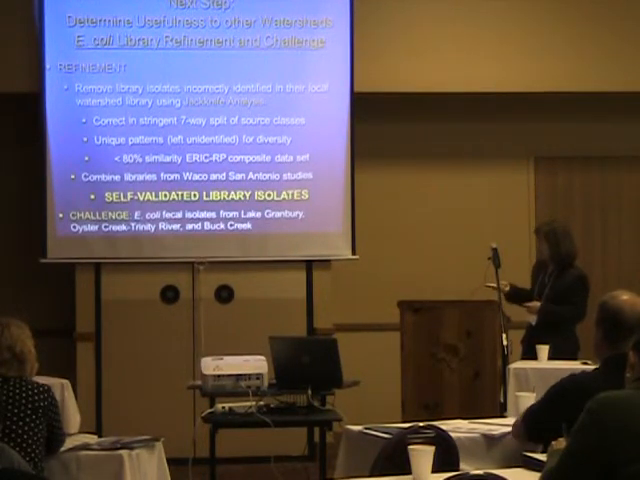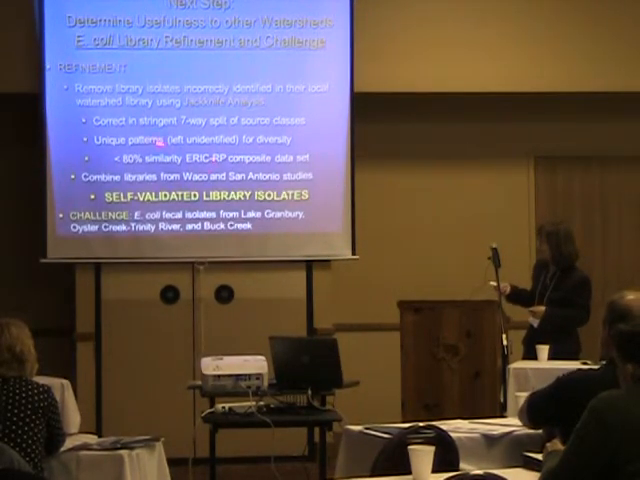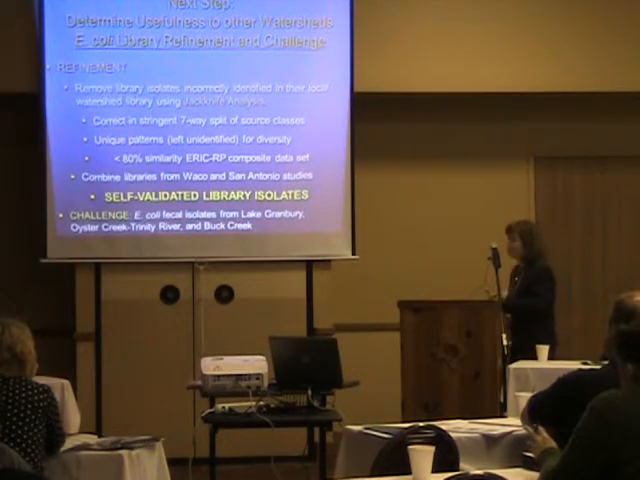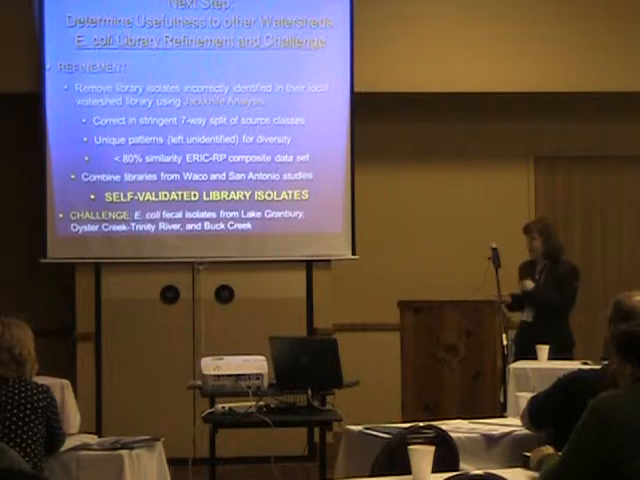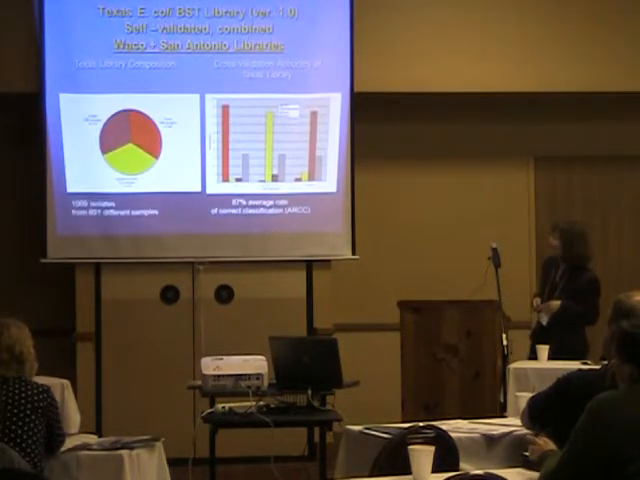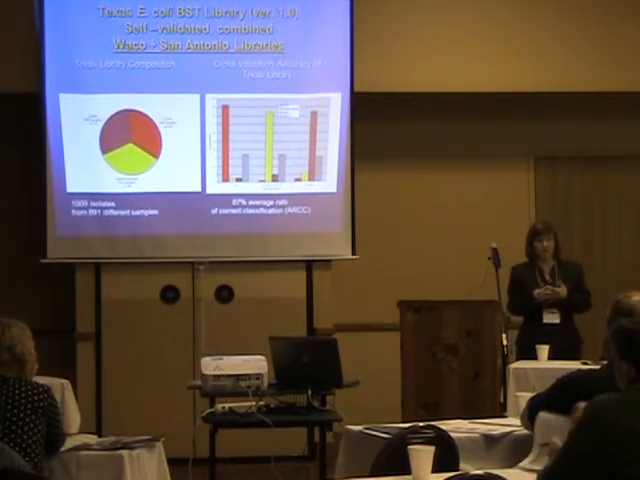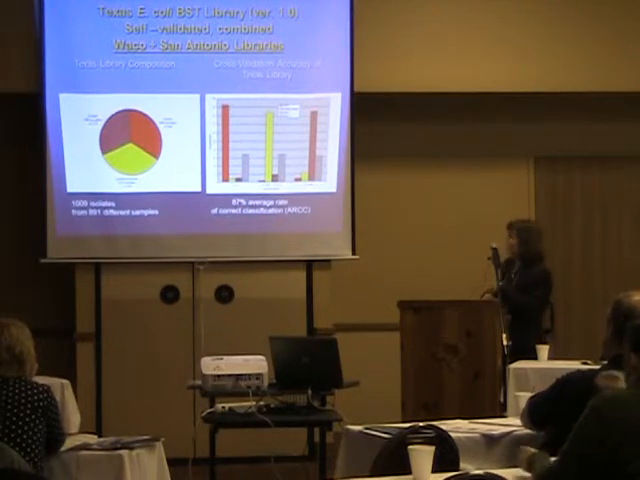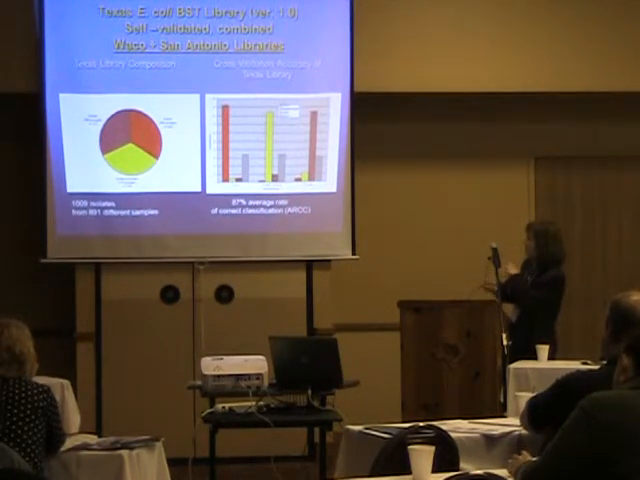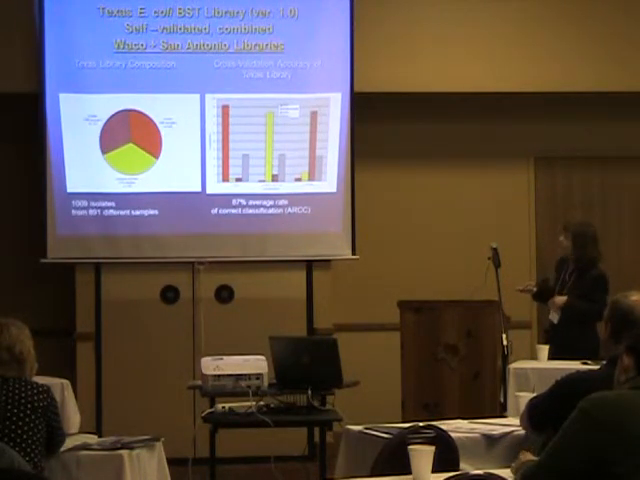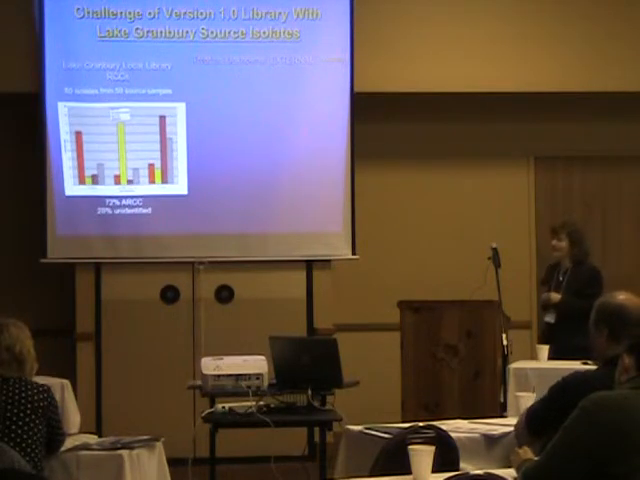And again, we're using the 80% similarity using the ERIC RP composite data set. And then when we combine those libraries, we get the self-validated library isolates. And we felt really good. We had strong data. And we're going to challenge this and see how it works. So, yay, we ended up with 1,009 isolates that were source-specific, and that we had good average rates of correct classification. Yay. So we decided to challenge this with the Lake Granberry source samples.